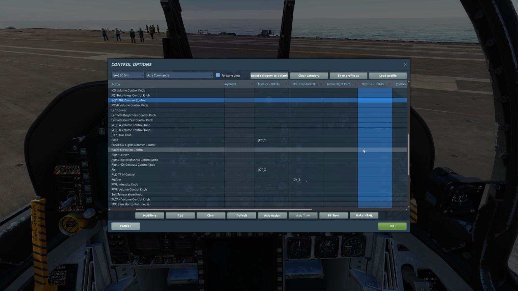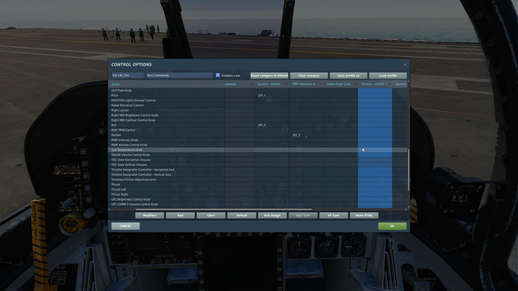So we're going to come over to throttle, and the next thing we're going to do is take a look at the TDC. But before I do that, I'm going to start the aircraft up and get on up in the air so we can play around with the afterburner and TDC. I'll see you guys in just a second.